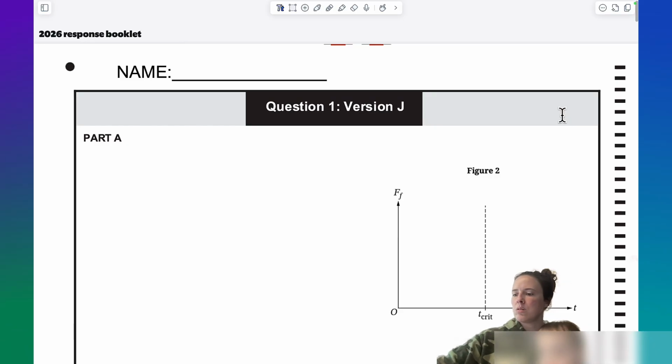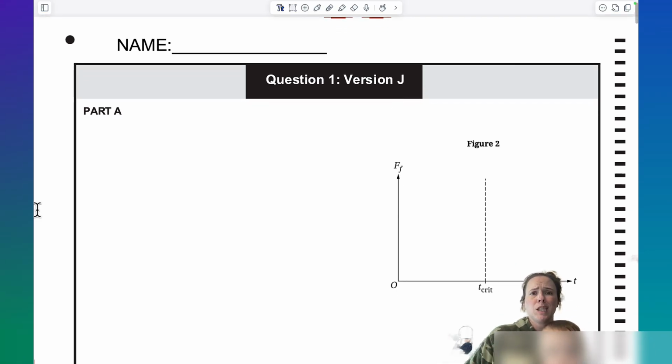All right, so the questions are released on College Board. I'm not going to post them here because I have the test book. So this is my key.